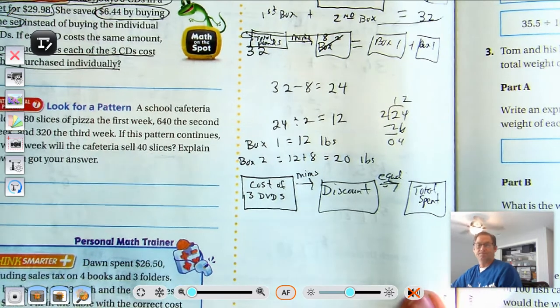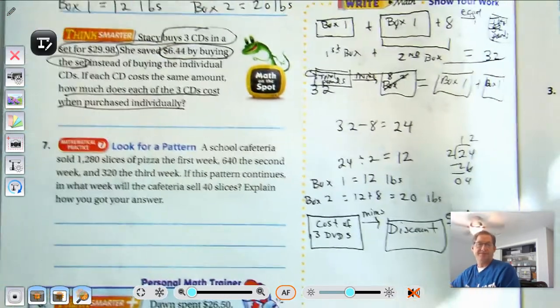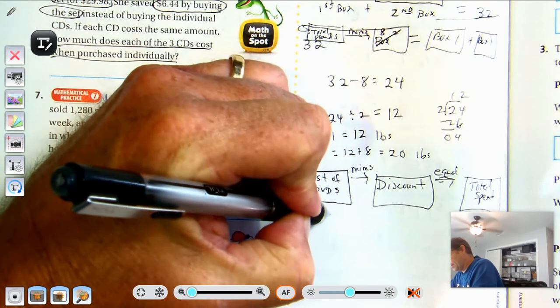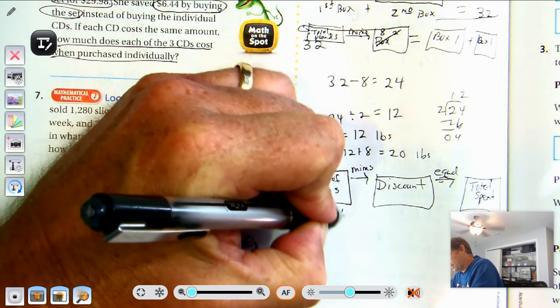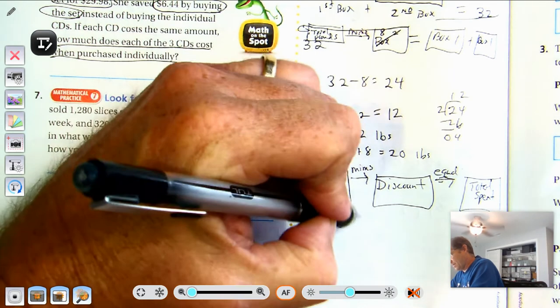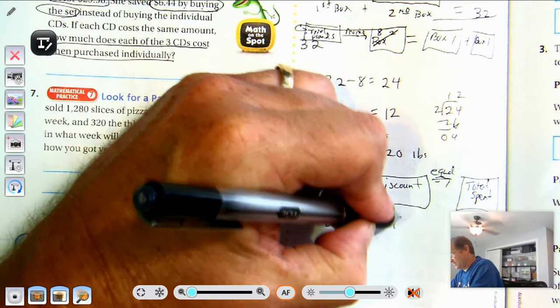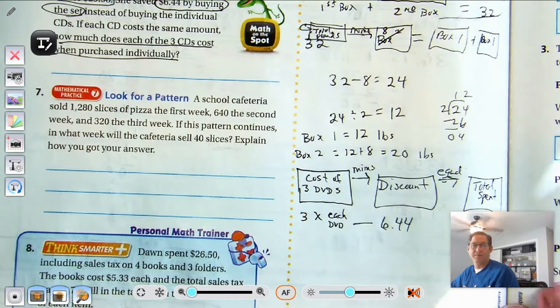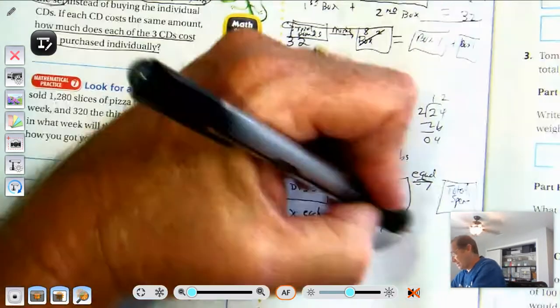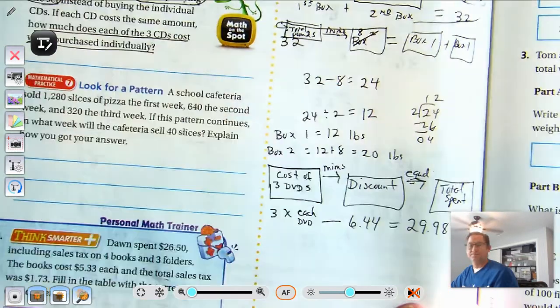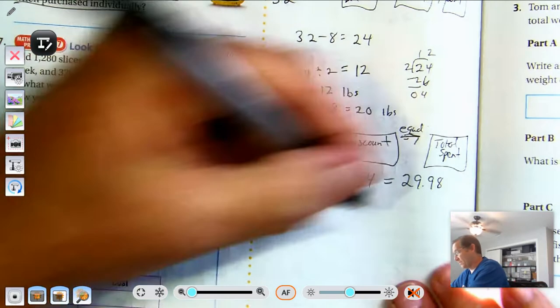Okay, so what was the cost of 3 DVDs? We don't know. So it would be 3 times each DVD minus $6.44. That's how much she saved by buying them in a set. And she spent $29.98. All right, so now we can work backwards from that.